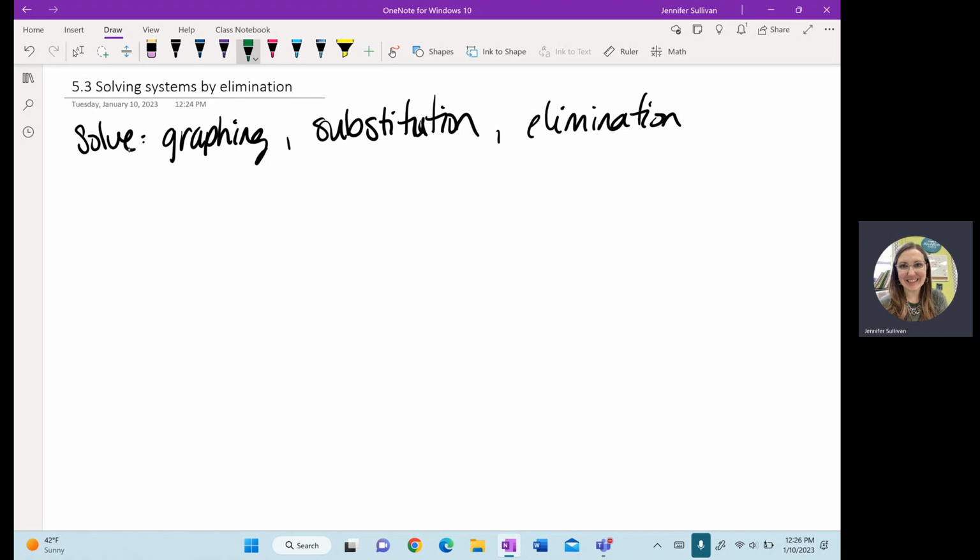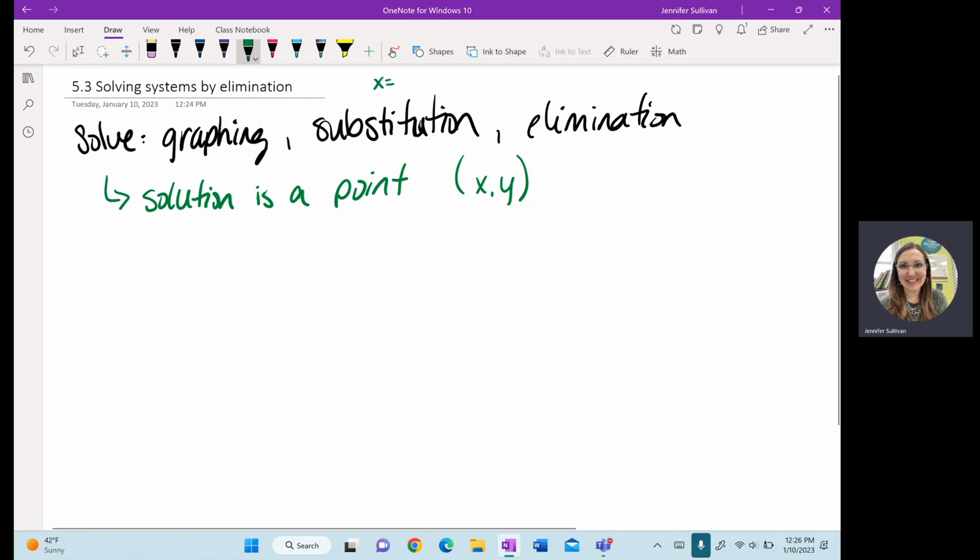So remember that anytime I'm solving a system, my solution or the answer is a point. So we always have to be writing our answer in the form x comma y, where we have numbers. And we said the graphing is really easy when we're in y equals mx plus b form. Substitution is handy when we have an x equals equation or a y equals equation, because then I can take one piece and plug it in for that isolated variable.